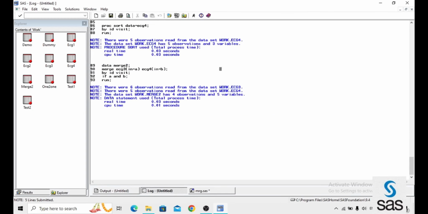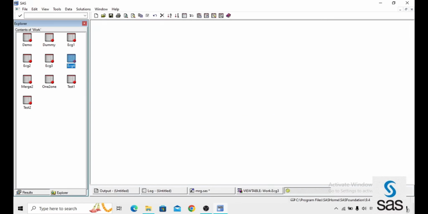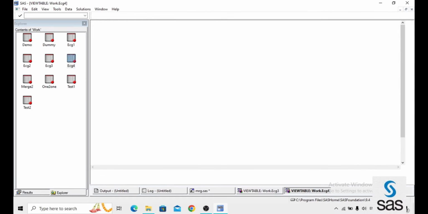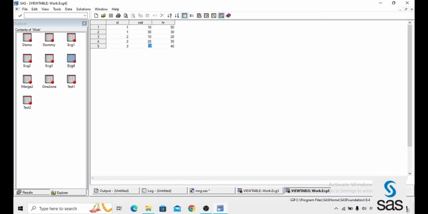Then what do we get? Before that we have to open ECG3 and ECG4. And what is the meaning of IF A AND B? We get only common observations at the level of ID and visit. In ECG3, the sixth one is a different one. Observe here, in ID 3 there is no 20.